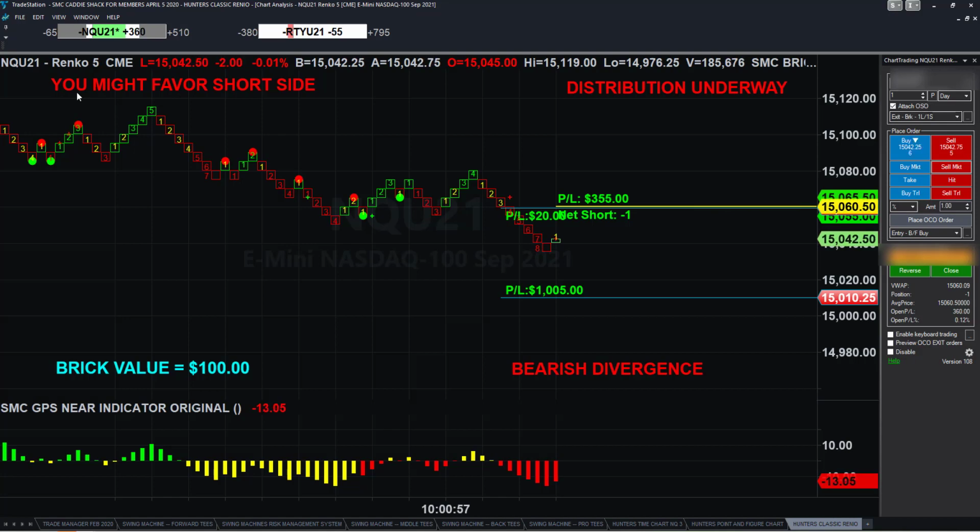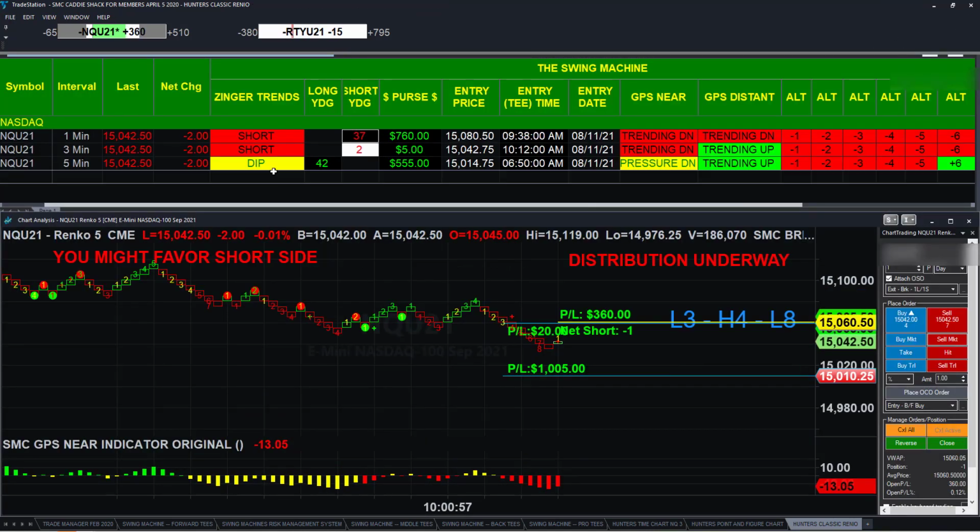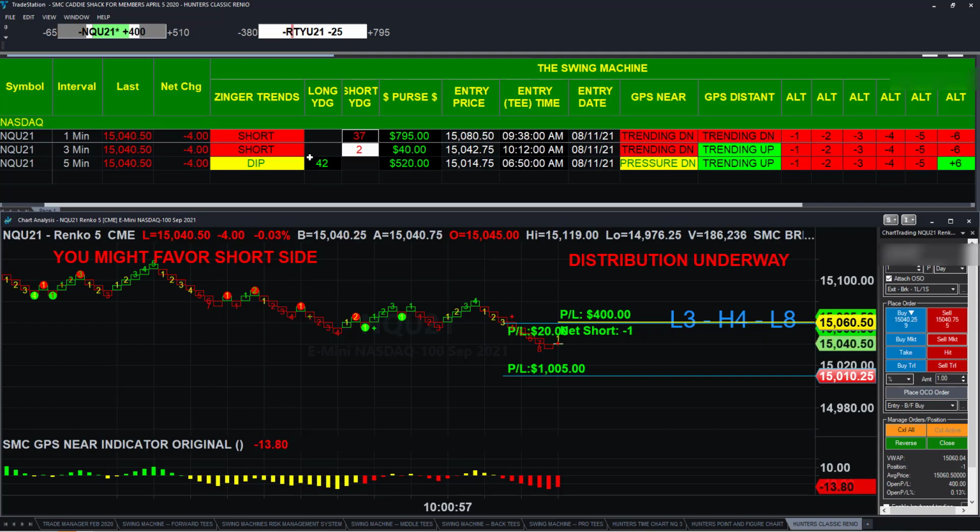And my tools, you might favor the short side. Distribution underway. Bearish divergence, and that helped me. See that little cross there? It was telling me bearish divergence. That was in large part my trigger. Let's take a look at swing machine. Swing machine, 1 minute short. It's counter to the 5. If this 5 collapses, which I think it might, I stand to do much, much better than 1,000.